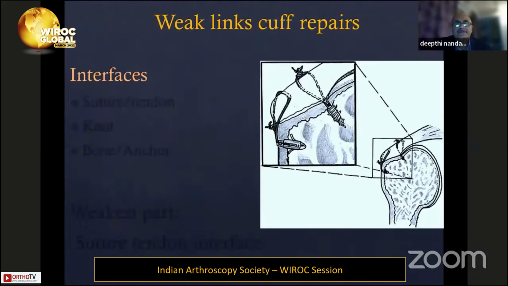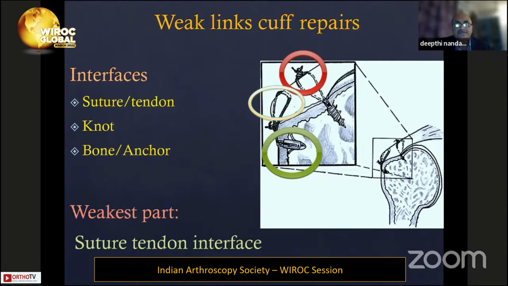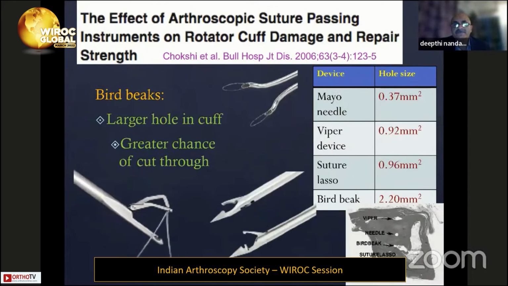And the weak links in these repairs are the suture to tendon, the knot, and the bone anchor itself. So if these weakest parts are taken care of with good knotting techniques and good bite through the rotator cuff, then you will get a strong construct. The weakest part is the suture tendon interface. So any device which we use to pass the suture through the tendon, which is more than 1 millimeter or 2 millimeters in thickness, can cause more damage and can cut through. So use thinner needle devices than using a bird beak.